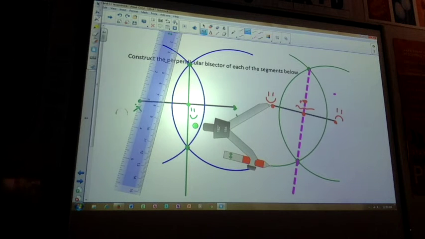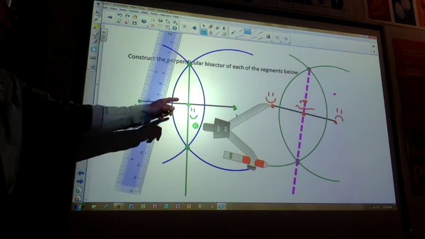Last thing we want to do is create the angle bisector off of this. Okay, so I'm going to pick one of the 90-degree angles. And if I bisect the 90-degree angle in half, what size angle should I get? 45 degrees. Agree? Okay.